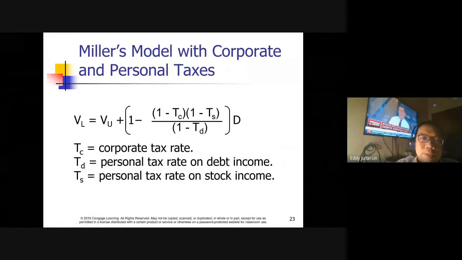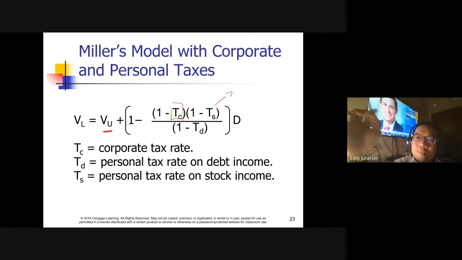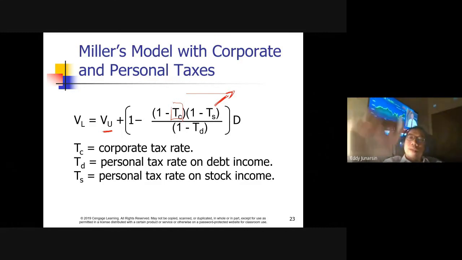So now the value of the firm is a function of the value of the unlevered firm plus one minus the corporate tax rate, right? The corporate tax rate is the tax rate that will be charged on the earnings before tax, the EBT. This is the personal tax rate on dividend or capital gains, so the personal tax rate on stock income, the rate that will be charged on stockholders. And this one is TD, the personal tax rate that would be charged on the creditors, because they receive the interest income. So this is the corporate tax rate, this is the tax rate charged on stockholders, and this is the tax rate charged on creditors, multiplied by the amount of debt.